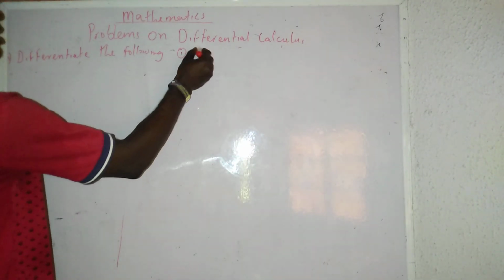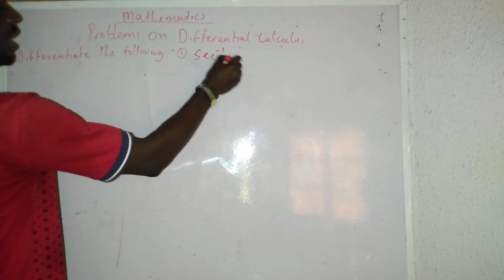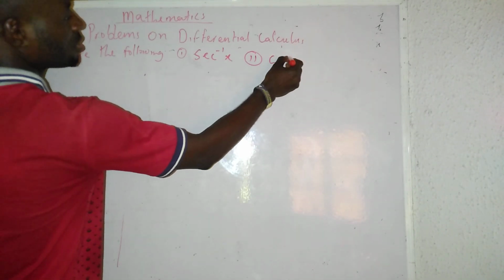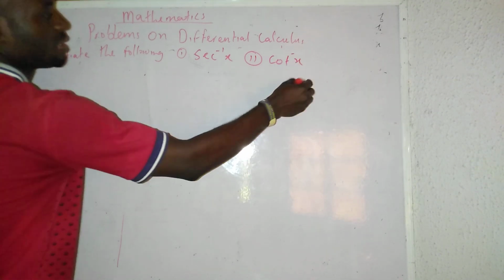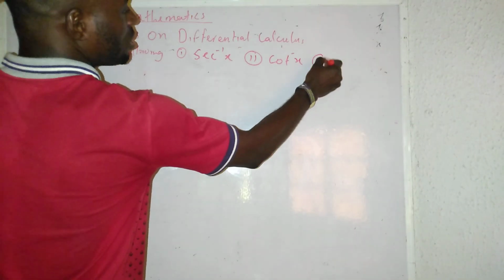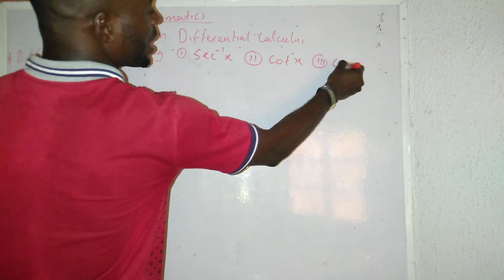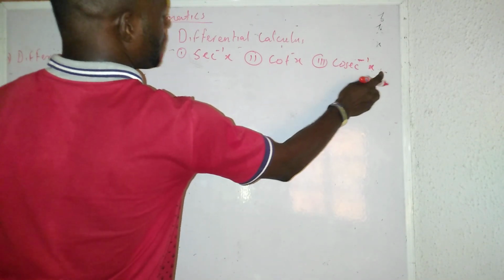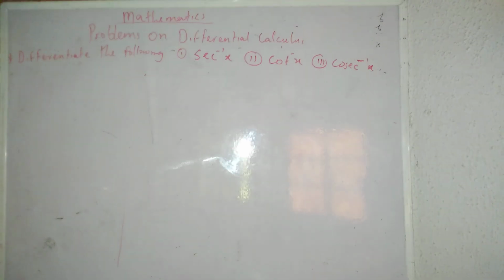The first one is sec inverse of x. The second one is cos inverse of x. And the last one is cosec inverse of x. Try this.